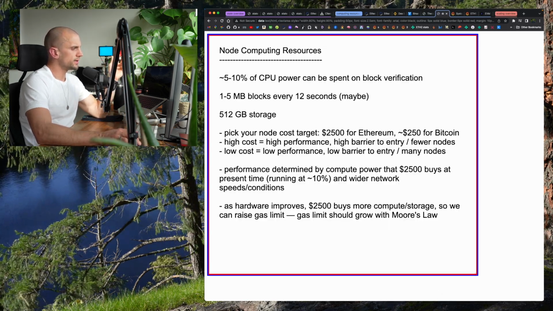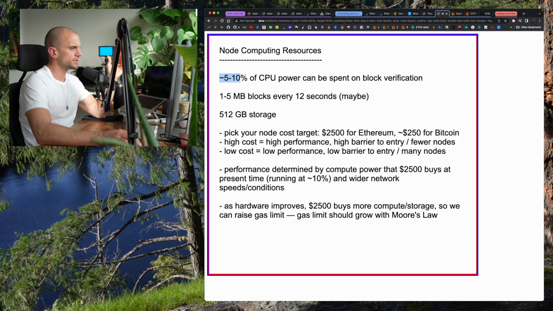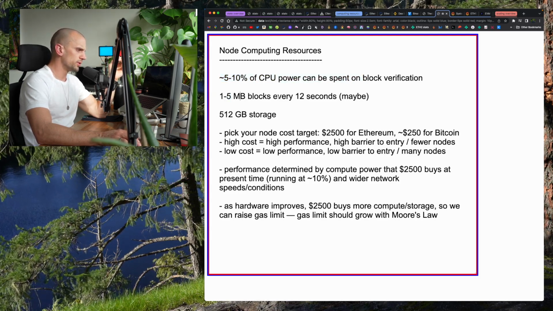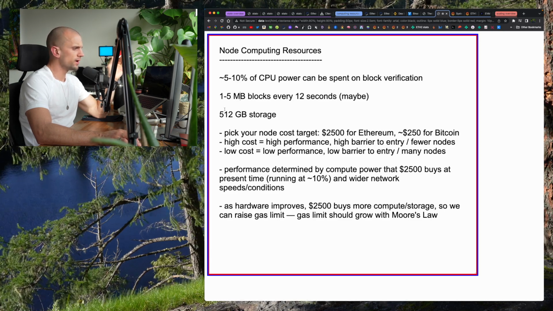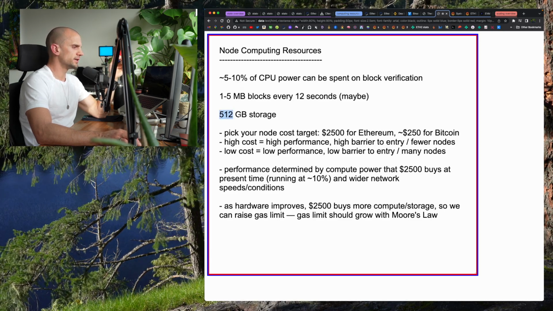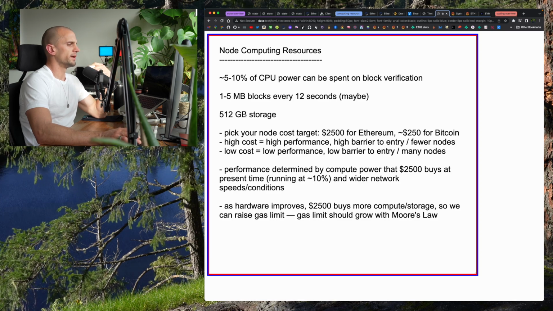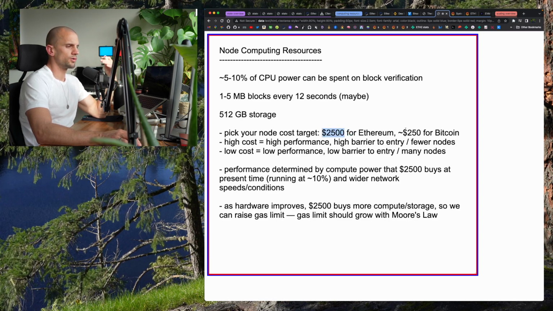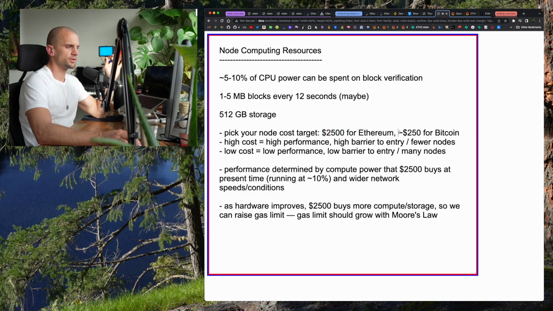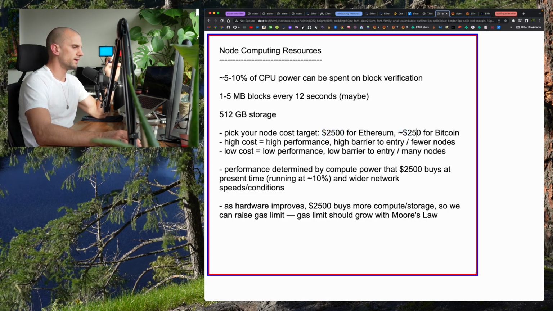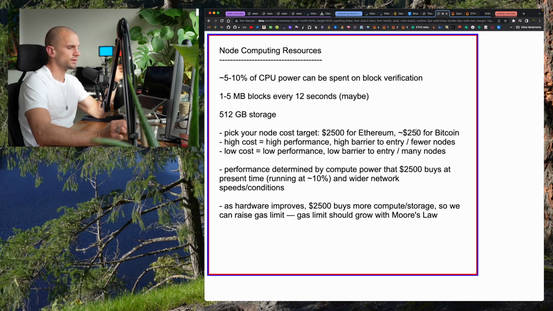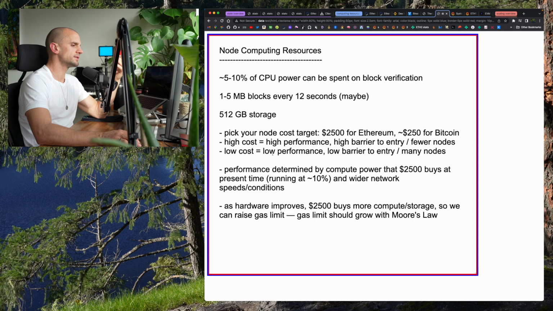So I've summarized that data here. We want 5 to 10% of CPU to be used on block verification, 1 to 5 megabyte blocks every 12 seconds or so, and like half a terabyte of storage, right? And like I said, for Ethereum, it's like a $2,500 machine. Bitcoin, I think, is like Raspberry Pi range. So say like 250. And yeah, if it's high cost, it's going to be high performance, but higher barrier to entry, fewer nodes; low cost, many nodes, right?